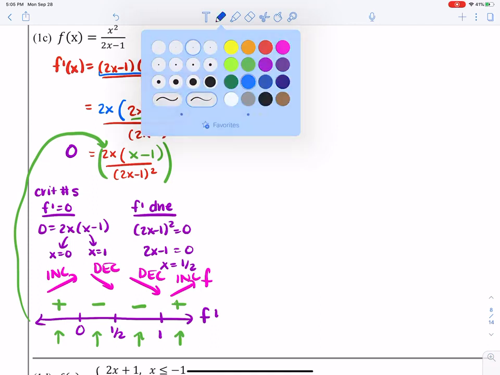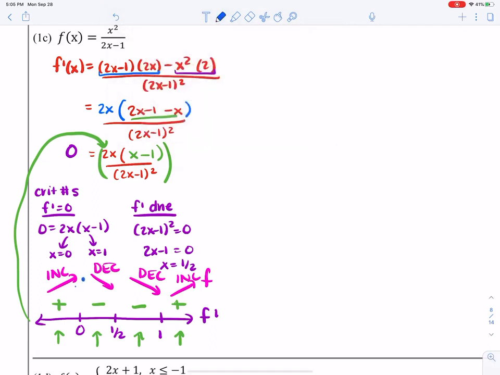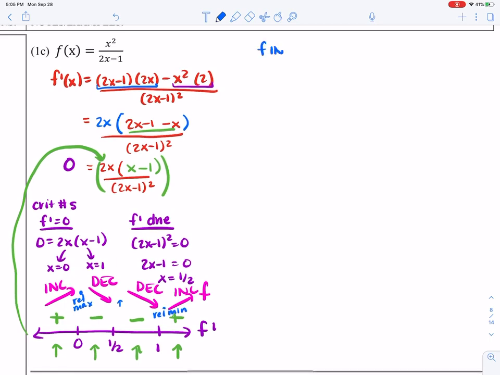And I can see that I have a possible relative max right here. And I have a possible relative min right here. And nothing going on right here. Okay? So let's answer some questions.